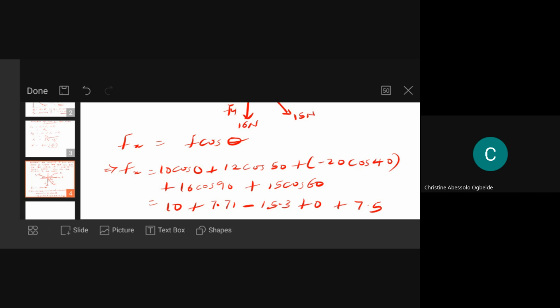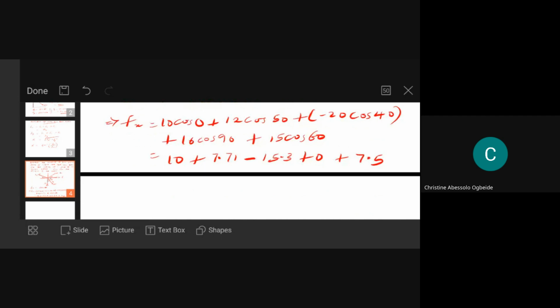Please add up everything there. What would you have? 10 plus 7.71, okay, minus 15.3 plus 0 plus 7.5. What would everything give us? 9.91. So I write down 9.91. So it means that my horizontal component, F of x, becomes 9.91 Newton.